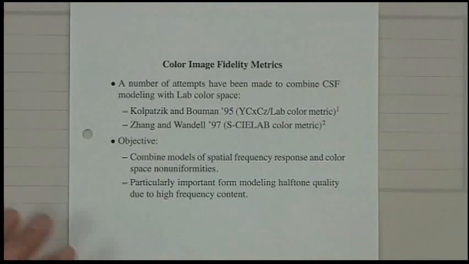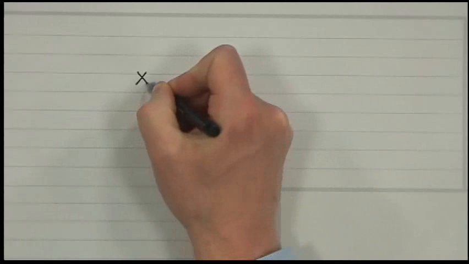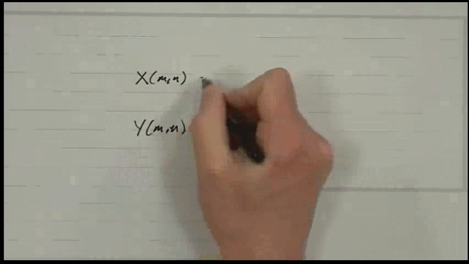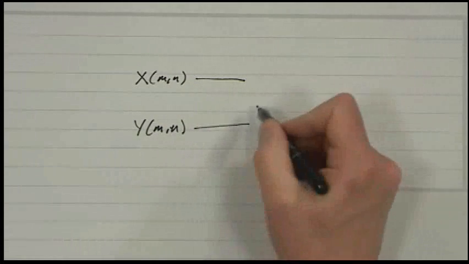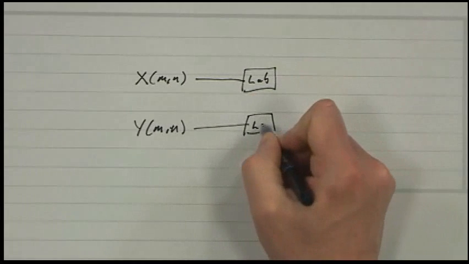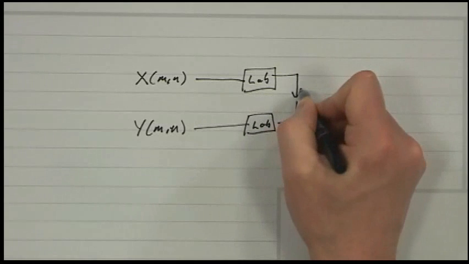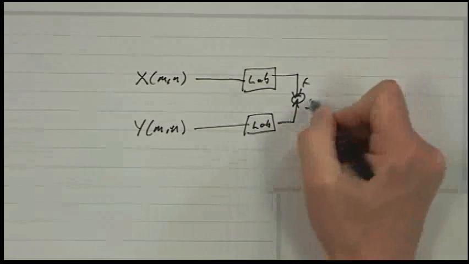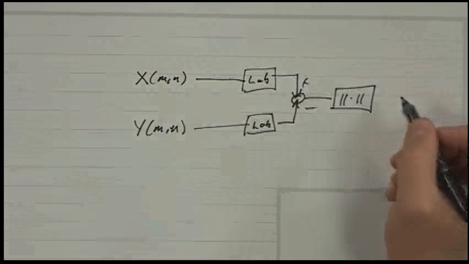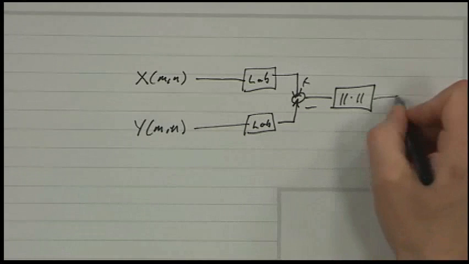So you can incorporate this in a somewhat more sophisticated way. So the problem is LAB. One possibility would be, if you have two images, X of m,n and another image, Y of m,n, and you want to say how close these two images look to each other, you would compute the LAB for both images and then subtract them. Then you take the norm squared, or the norm, this is delta E, and you average.